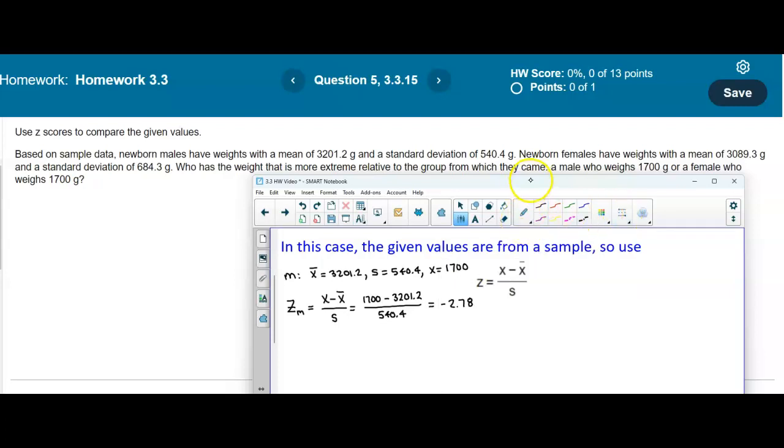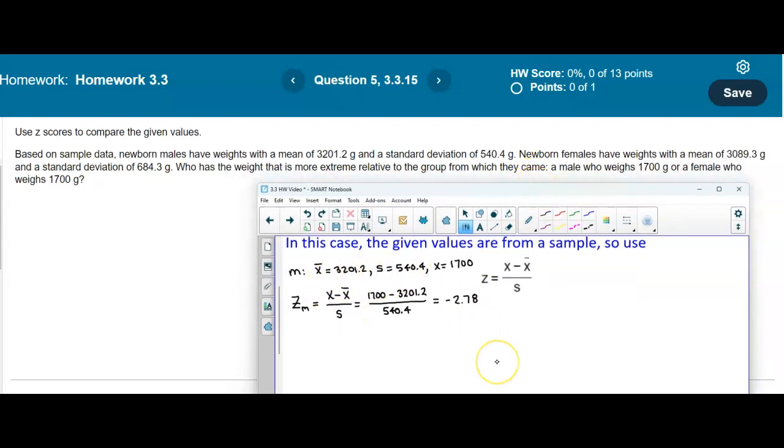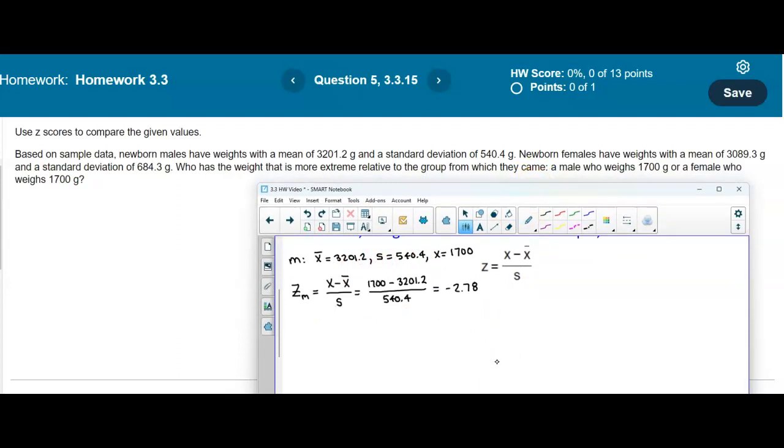Next, we want to find the z-score for the females. So we know that for the females, the sample mean given for the newborn females is equal to 3,089.3. The sample standard deviation is 684.3. And the value for x in the question is 1,700 grams.